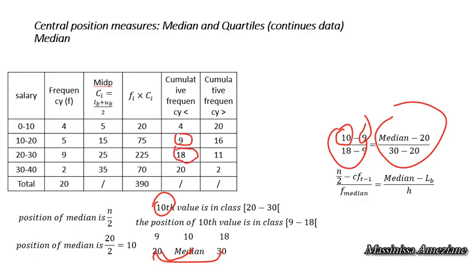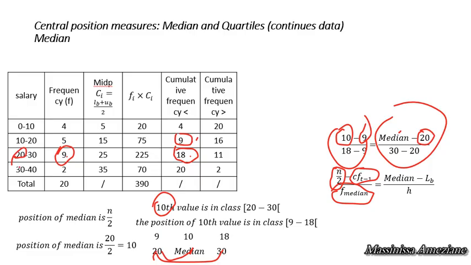18 here is the cumulative frequency of the median class, and 9 is the cumulative frequency of the class before the median, and actually this minus this gives the frequency of the median class. So we get this. This is the position of the median. This is the cumulative frequency before the median, and then we have here divided by the frequency of the median. It equals the median minus 20. Actually 20 here represents the lower boundary of this median class, divided by 30 minus 20.